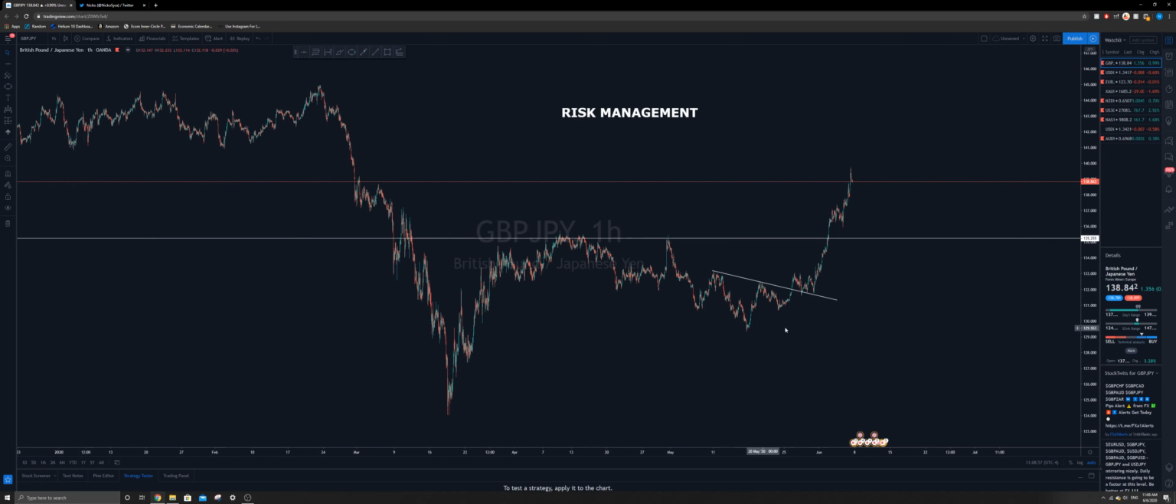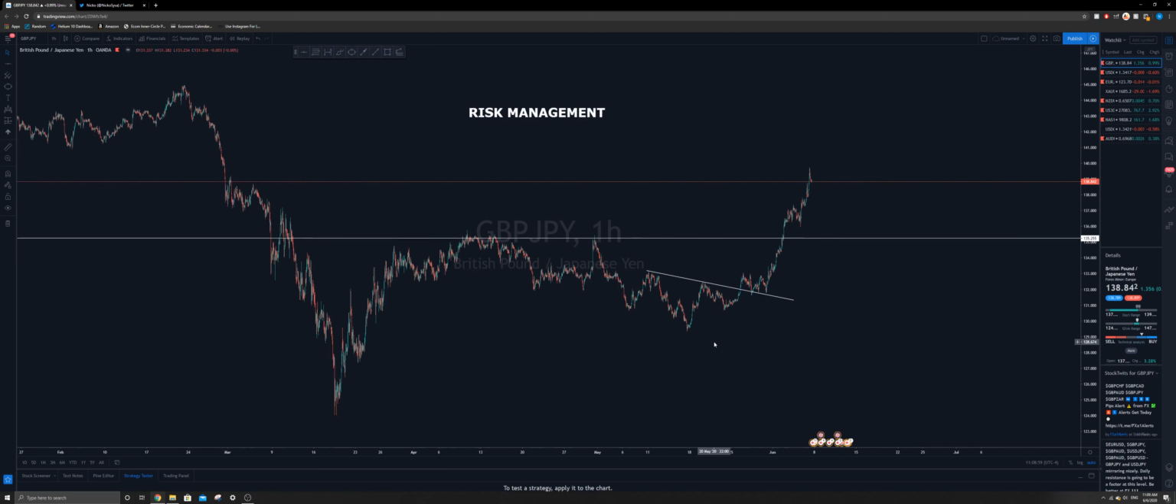I want to talk about risk management today and the simplest way we can go at it to try and save our account from being blown, because that's obviously the goal. In Forex, you have to have risk management. If you don't have risk management in Forex, you will be blowing accounts left and right.